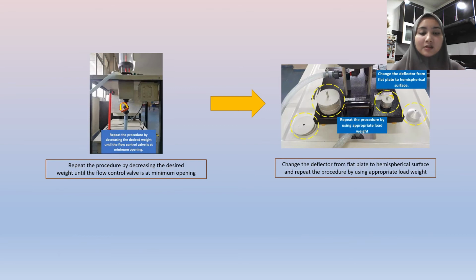So the sequence is repeated. We repeat the procedure by decreasing the desired weight until the flow control valve is at minimum opening. And the last one is to change the deflector from plate to hemispherical surface, and repeat the procedure by using appropriate load weight. So that's all for methodology.